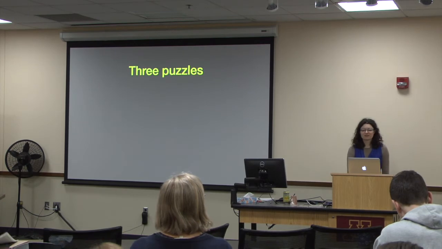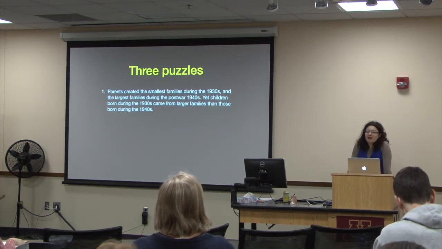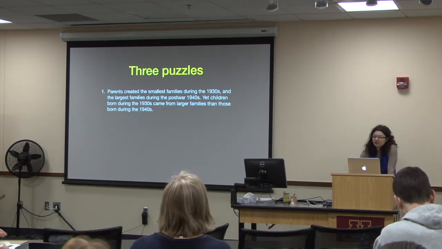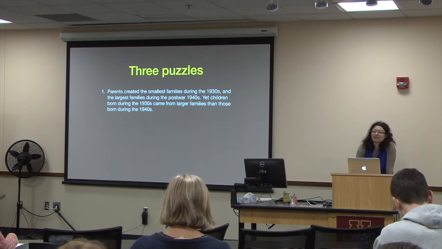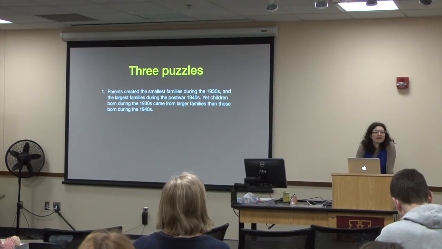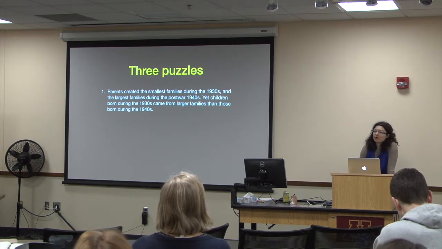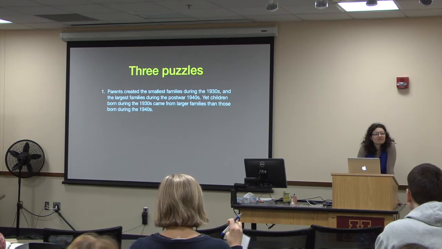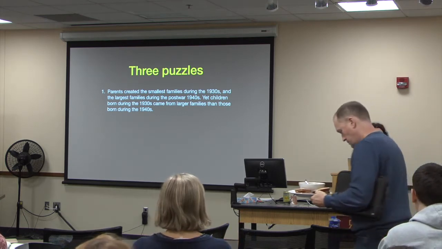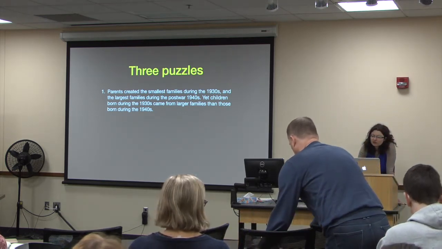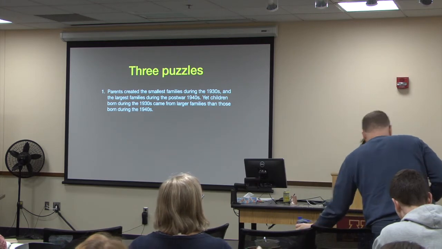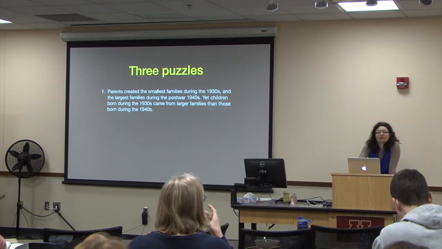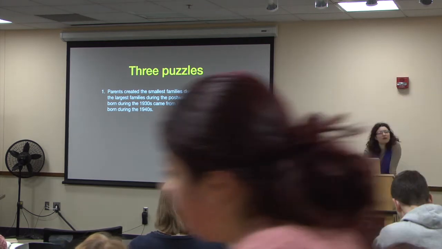Here are three puzzles. American fertility fluctuated dramatically in the decades around the Second World War. We had the smallest families during the Great Depression, as you probably know, and the biggest families, of course, in the post-war baby boom. And yet, children born during the Great Depression came from larger families than those born during the baby boom. How can this be?